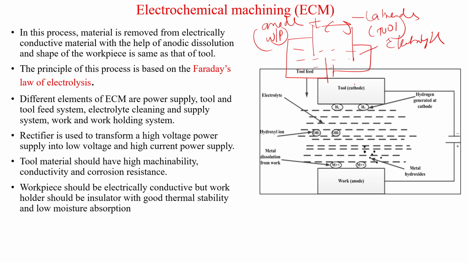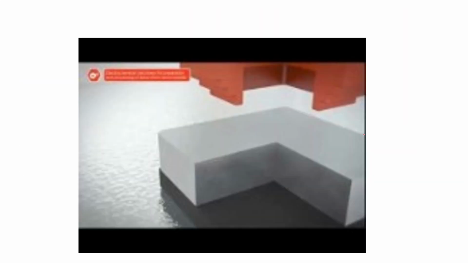You can see hydrogen generated at the cathode side, and M plus is generated, and the metal oxides are there, and these are the hydroxides. There is a transfer of electrons, and because of that it comes and corrodes and erodes this workpiece, and the material removal takes place. This is about the ECM process. We'll see a video of the ECM process.